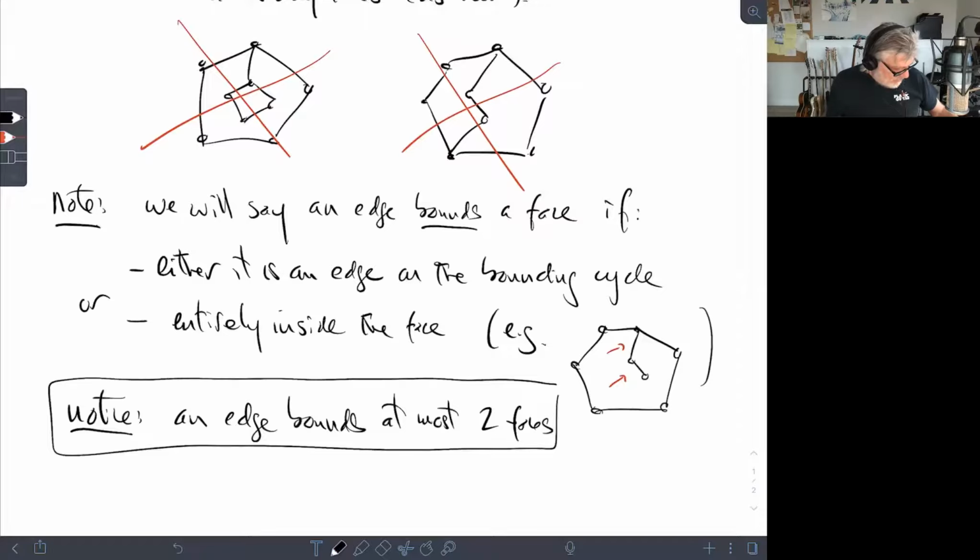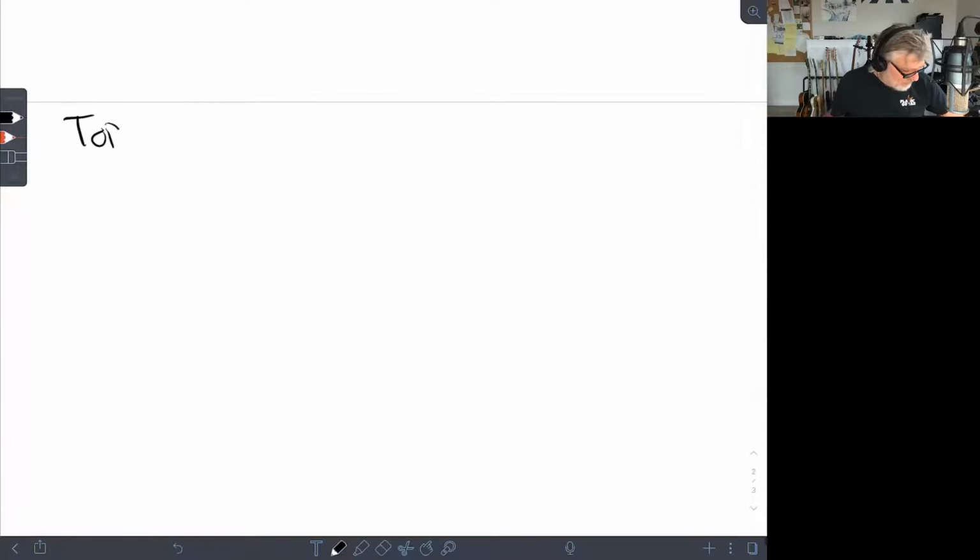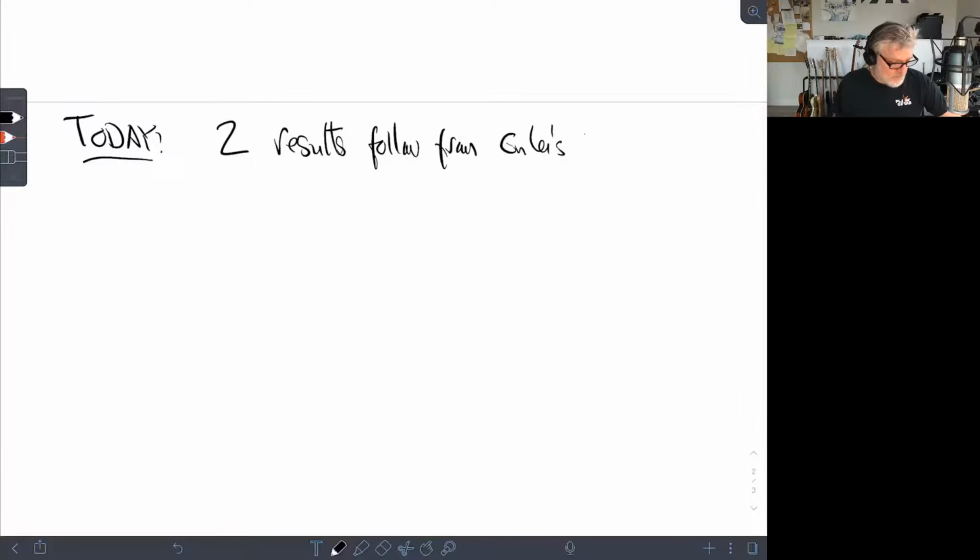So, what are we going to do today? Last time we saw Euler's formula, and I'd like to use it to prove two small, very shortly proved results that we will use later in two different contexts. One is the 5-color theorem, and the other is when we classify Platonic solids. And these are useful tools to prove that certain graphs are not planar without getting your hands dirty. Okay, so two results that follow from Euler's formula.